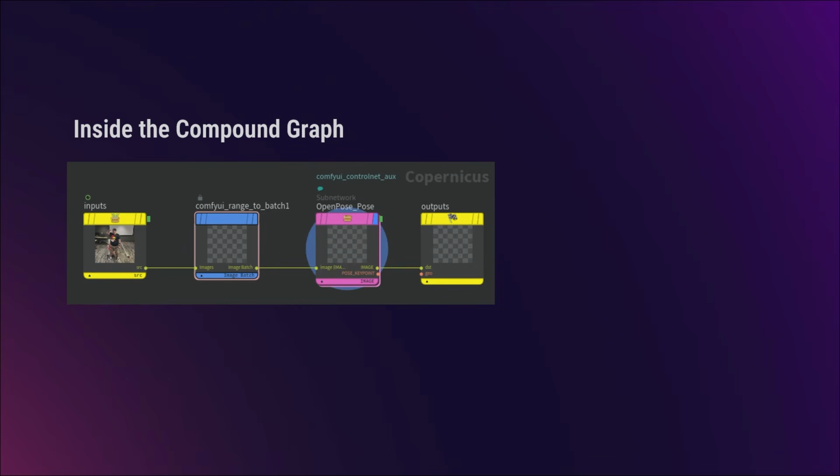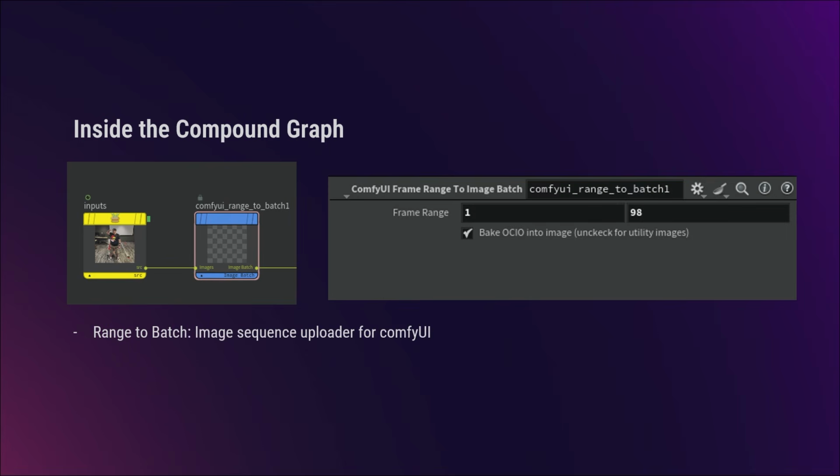So inside of that ComfyUI Copernicus network, this is what we have: input, a range to batch, the OpenPose processing, and the outputs. The ComfyUI range to batch is one of our nodes that allows you to send batches of frames to be processed in ComfyUI.